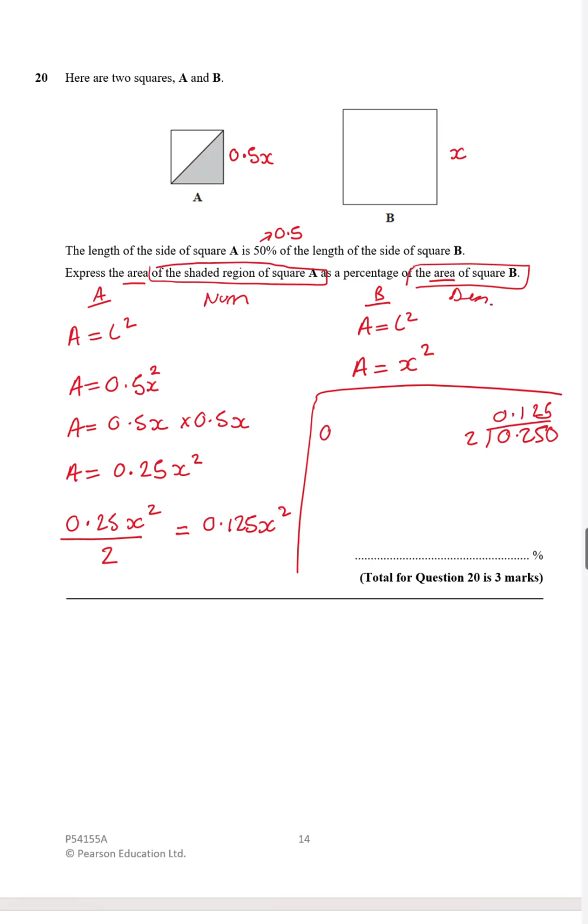My numerator, therefore, is 0.125x squared. My denominator is x squared. That's as a fraction. To go from a fraction into a percentage, I'm going to have to multiply by 100. My x squareds are going to cancel in pairs, and I'm left with 0.125 multiplied by 100, and I get 12.5%.